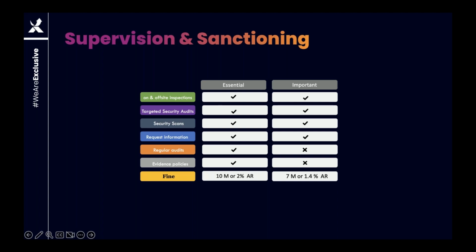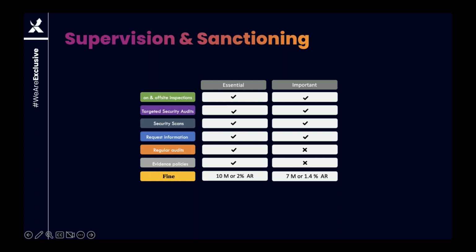It's like with GDPR. There's a lot of talk about fines. It was the same when GDPR came in place. And depending on the category, this could be 10 million or 2% of your annual revenue, or 7 million or 1.4% of your annual revenue. Either way, it's a lot of money.